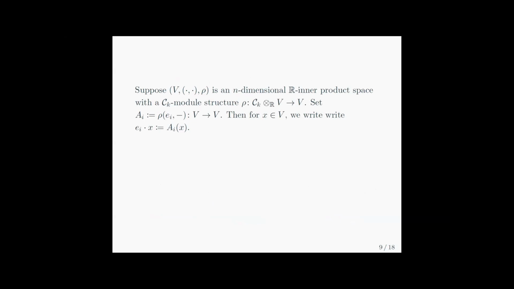And this gives rise to the so-called Clifford multiplication. So if you have a vector x in V, I'm going to write e_i · x for the action of this generator on the vector x by this automorphism. We can build a G_k-invariant inner product on the vector space by this averaging process. This is the multiplicative subgroup.